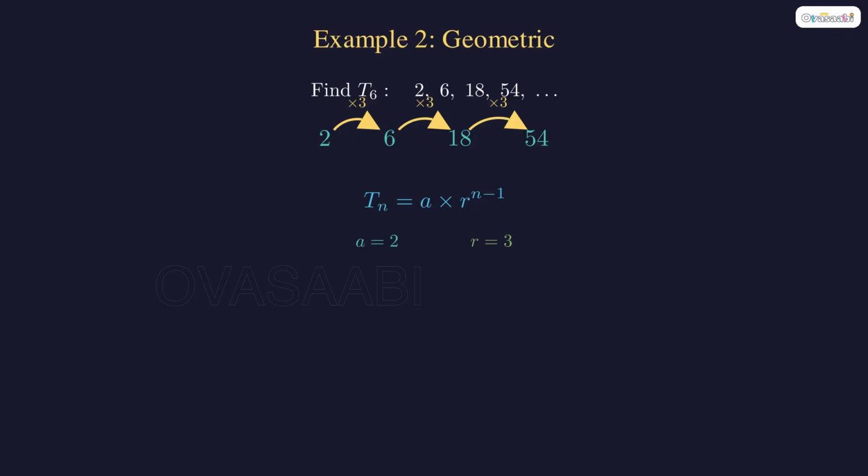Example 2. Geometric. Find the 6th term of 2, 6, 18, 54. Each term is multiplied by 3, so A is 2 and R is 3.